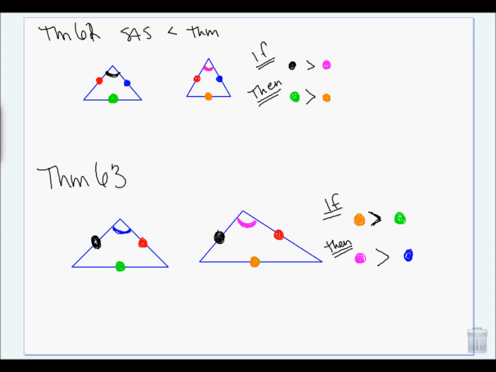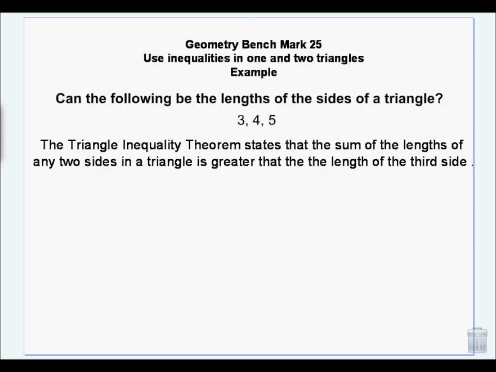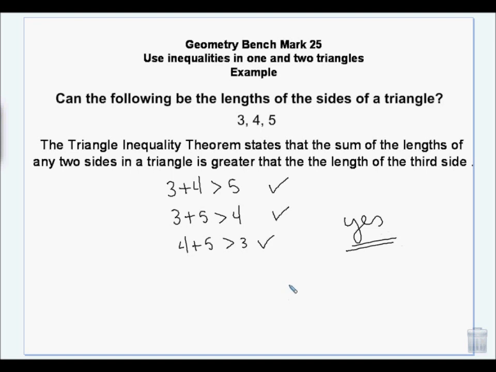Okay, how do we use this? What is this useful for? Well, can the following be sides of a triangle? Okay, so if I add 3 and 4, is that greater than 5? And 3 plus 5, is that greater than 4? And 4 plus 5, is that greater than 3? So, yes. It has to be a situation where all of your addition is greater than the other number. So I did 3 and 4, 3 and 5, and 4 and 5. All the combinations, basically.